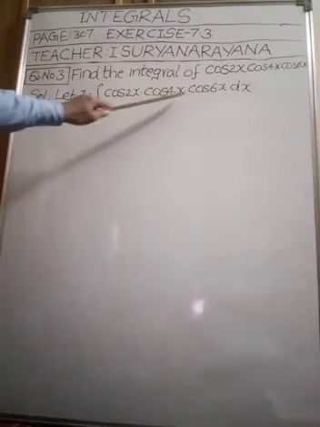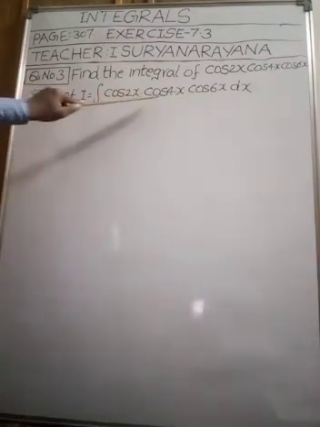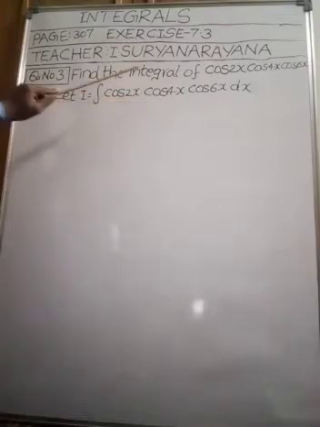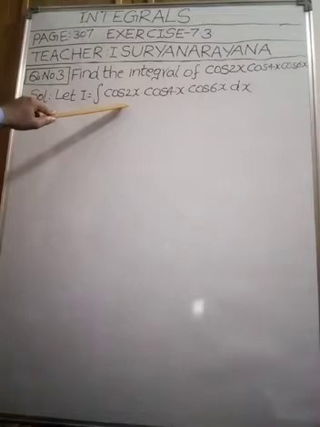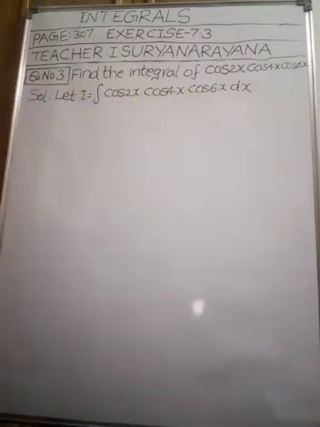Let us assume that capital I is equal to the integral of cos 2x into cos 4x into cos 6x dx. Understood, my dear children? In this first step, the given integral is assumed as capital I. Now observe, three factors are there. First factor is cos 2x, second factor is cos 4x, and the third factor is cos 6x.